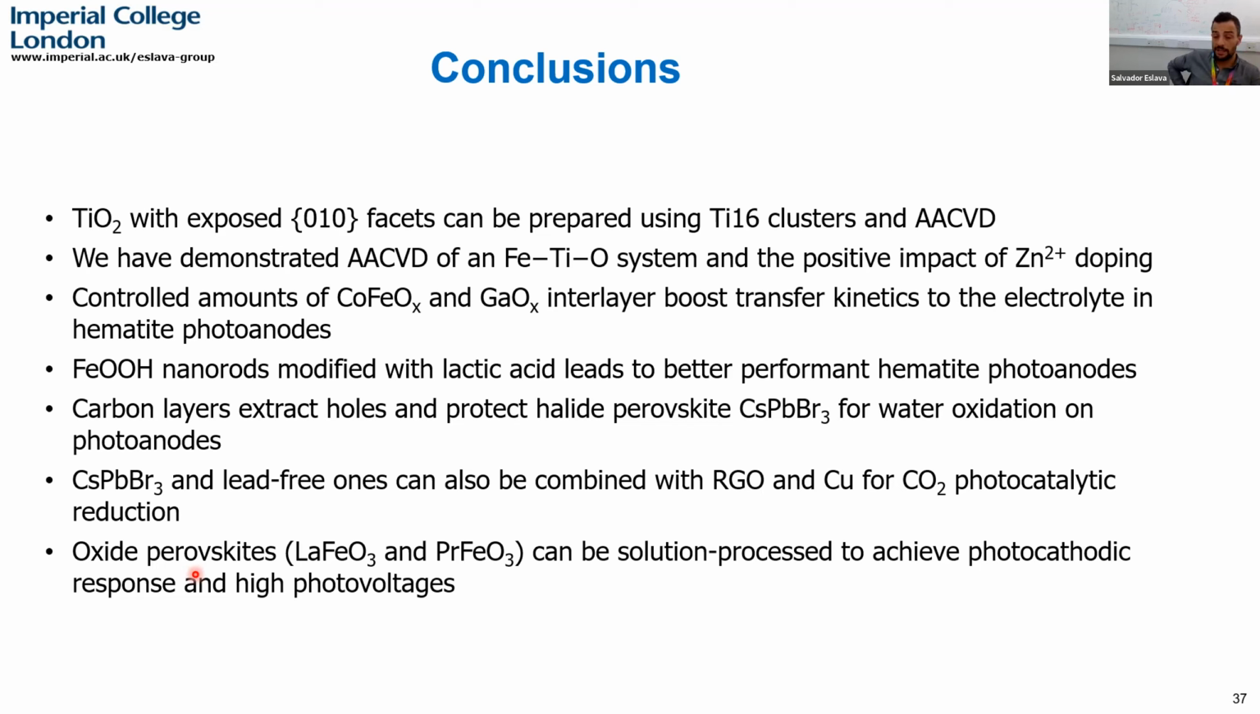We show that we can protect halide perovskites with carbon layers to do water oxidation, and also with reduced graphene oxide and copper to prepare powders that do CO2 photocatalytic reduction. And finally, oxide perovskites can be used as photocathodes with high onset potential to reduce oxygen or for hydrogen evolution.